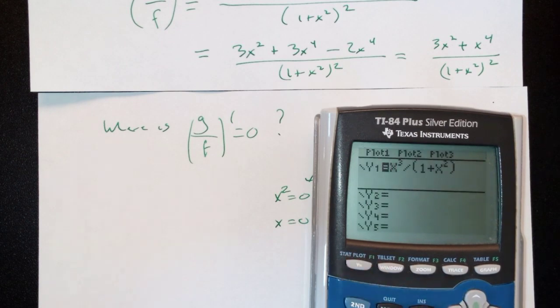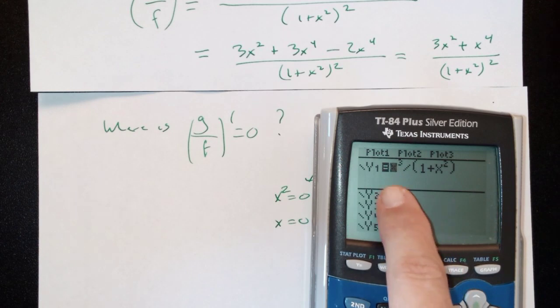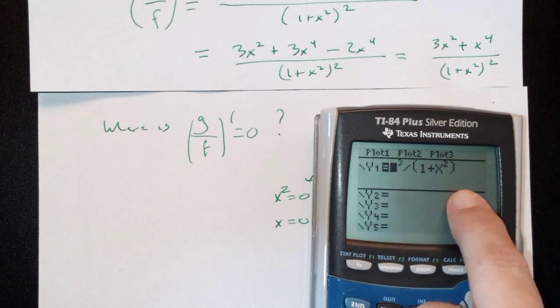G over F. Always just looking at the original equation. Grace? This is an x cubed thing over an x squared.